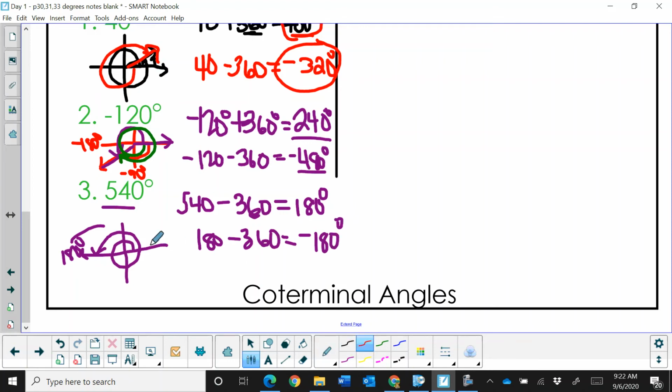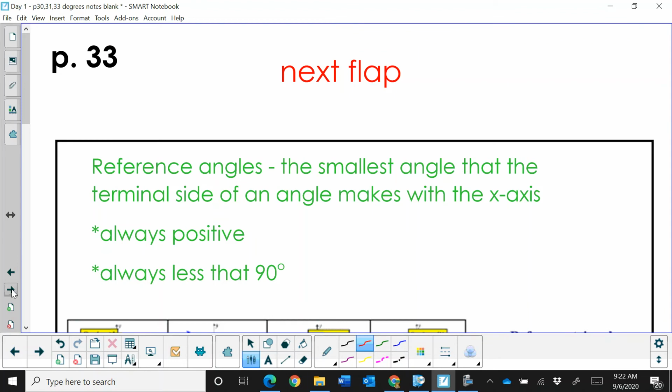Well, let's look at that. I would start here on the positive x-axis, go back, and yes, I would end at the same terminal side. So both 180 and negative 180 are the same terminal position as 540. And that's how you find coterminal angles.